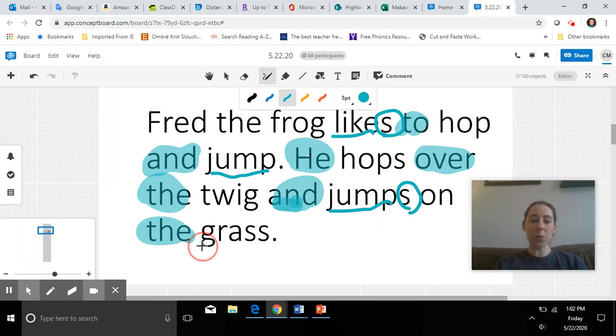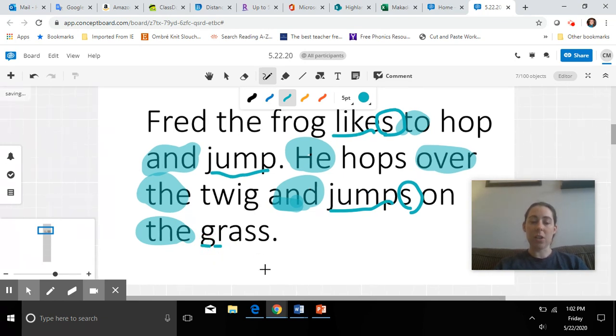If I don't know this word, I can practice reading it by tapping it out. Grass. You try it at home. Grass. I noticed that there was a blend at the beginning. Okay? Now I want you to take just a moment to try to read the sentences.